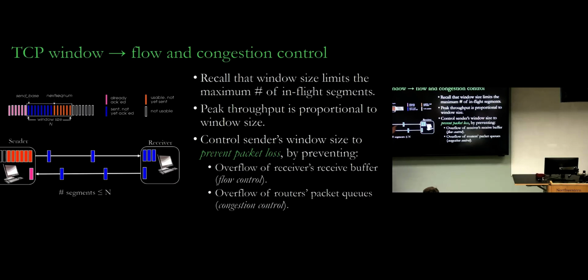So these are 3 or 4 different stages that a segment could be in and still be in flight from the sender's perspective. Because all the sender sees is these 2 wires. The sender doesn't really see all the details of what's going on.